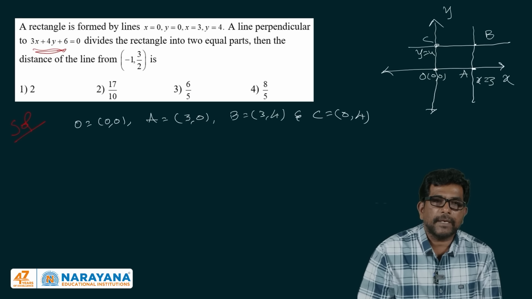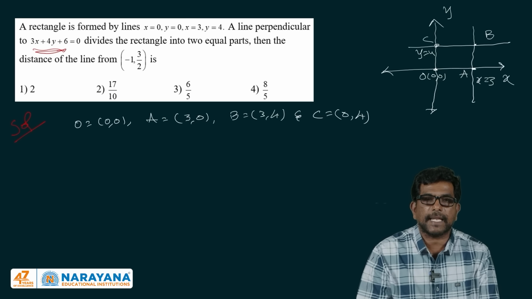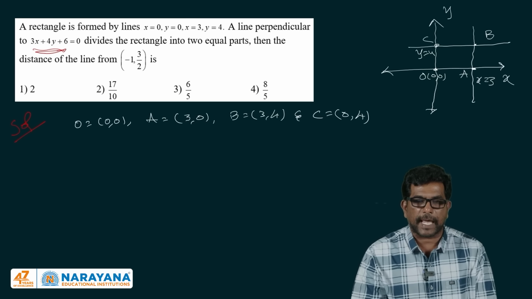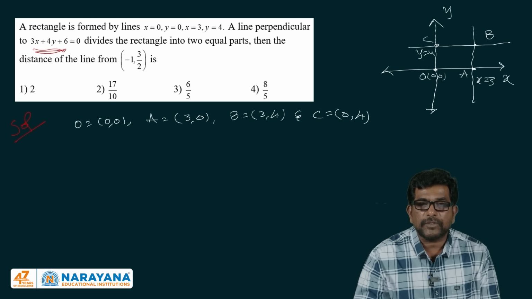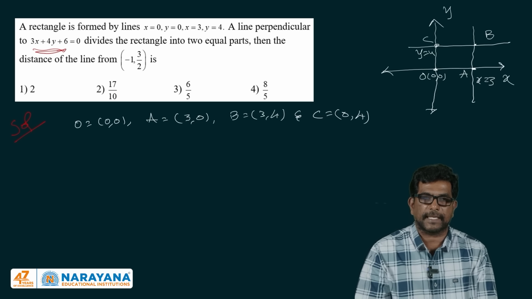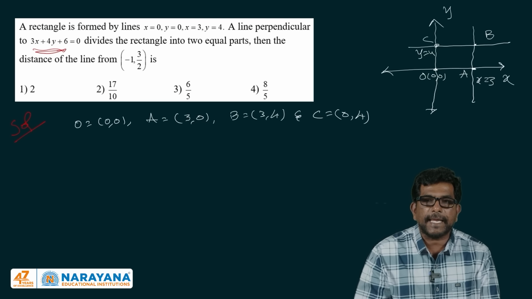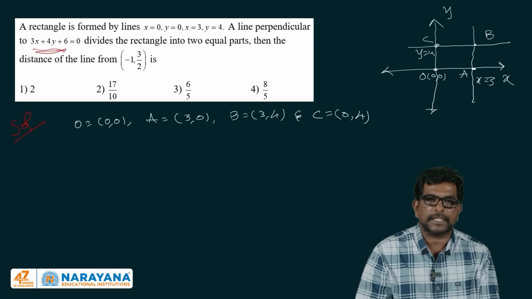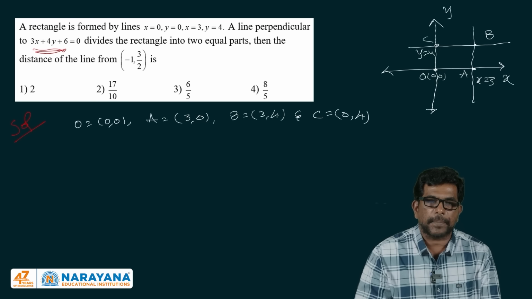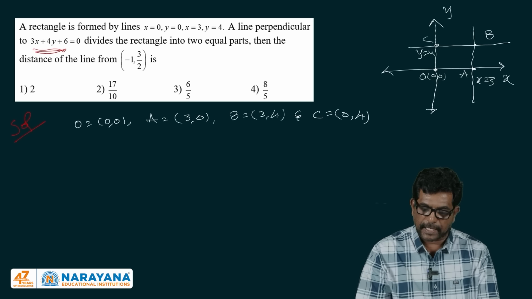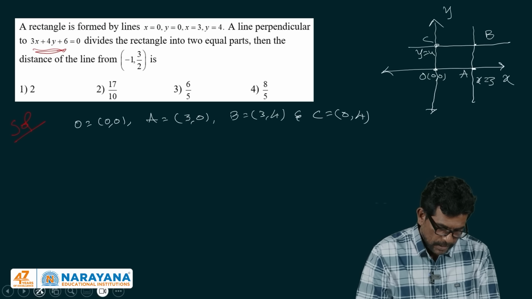Now, a line which is perpendicular to 3x plus 4y is equal to 6 divides the rectangle into two equal parts. The rectangle is divided into two equal parts by a line means definitely that line should pass through the center of the rectangle. It is a very important point. The problem is based on a particular point. That is, a line divides the rectangle into two equal parts means that line always passes through the center of the rectangle. So to find the center of the rectangle, we are going to join the diagonals.